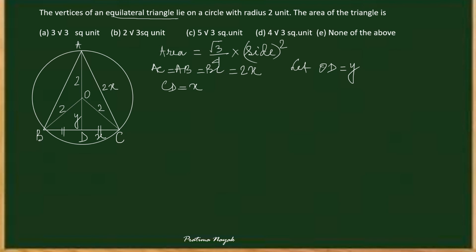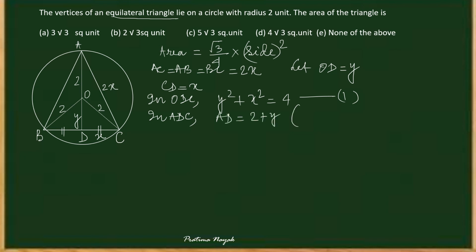So now I will frame some equations. I am taking the help of the Pythagoras theorem. I am taking triangle ODC. In triangle ODC, if I apply the Pythagoras theorem, y square plus x square is equal to 2 square, that is 4. Equation 1. Then I am going to triangle ADC. Here AD is equal to 2 plus y because it is AO plus OD.